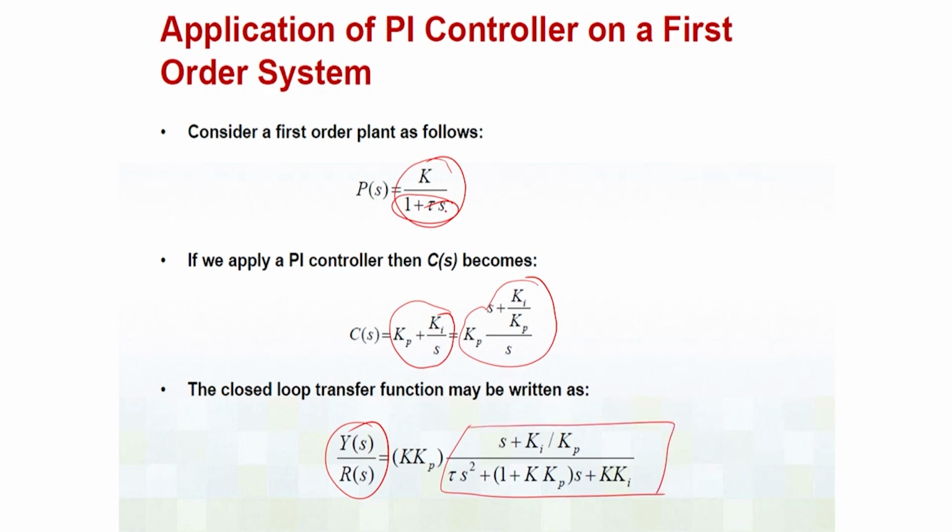Your system was initially first order. With the addition of this compensator, you have essentially become a second order system. So, you have increased the complexity of the system. That is a price that you are paying. Now, what you are gaining because of this?